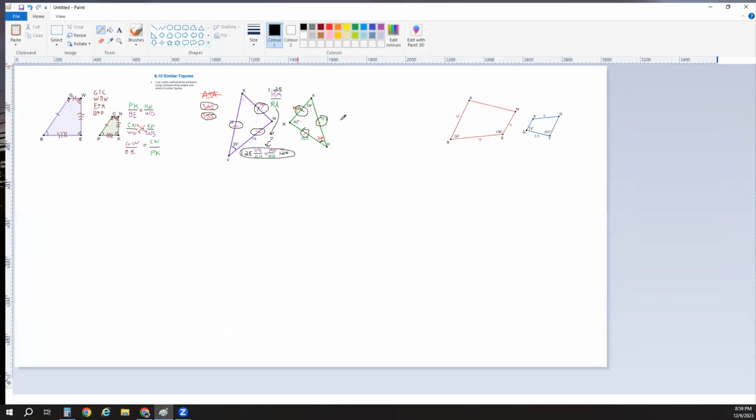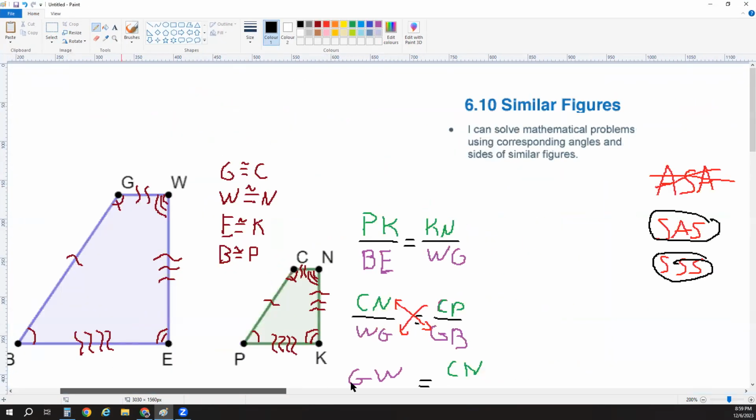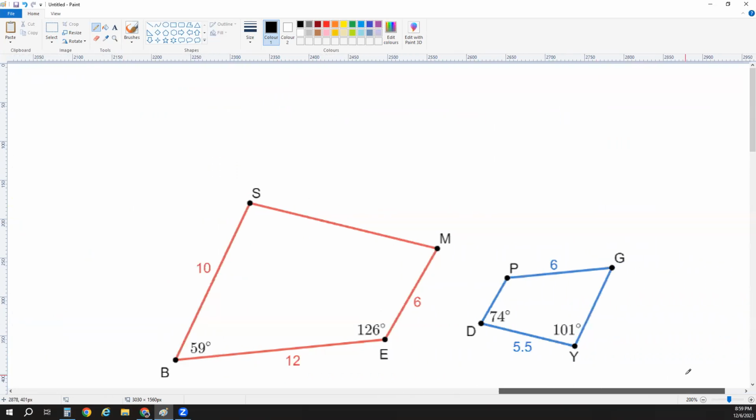Slide bar. And then slide all the way over. All right, here is a couple polygons here. I only know two of the angles, and I only know three of the sides here. Limited information. So what can I find out from this information here?